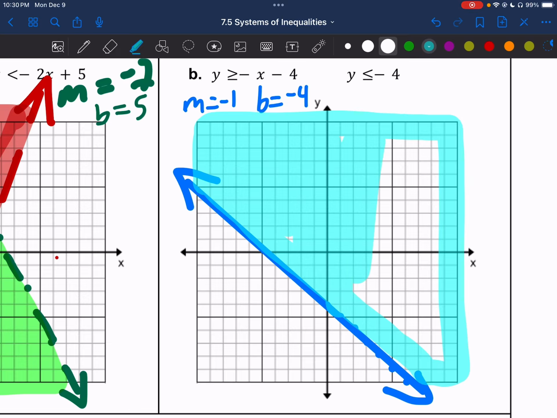Okay. You don't have to be perfect in your shading. As long as it's very clear which area you're shading, you're good.